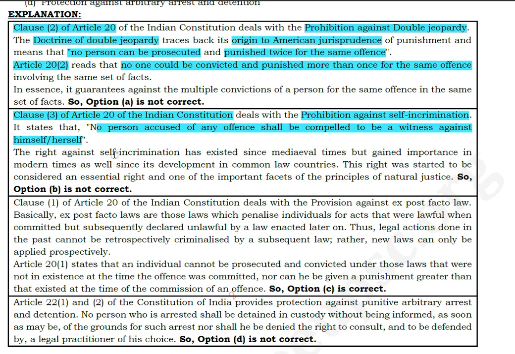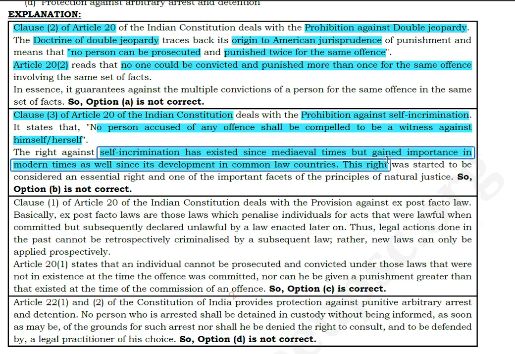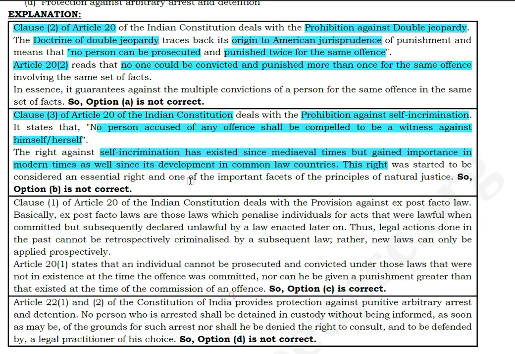The right against self-incrimination has existed since medieval times but gained importance in modern times as well since its development in common law countries. This right came to be considered an essential right and one of the important facets of the principles of natural justice.